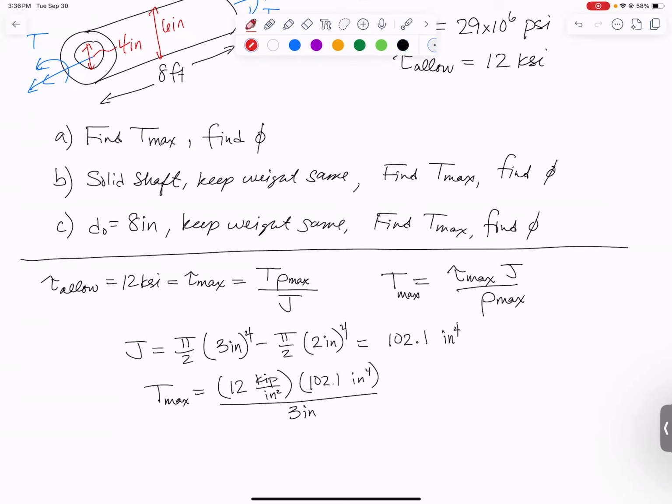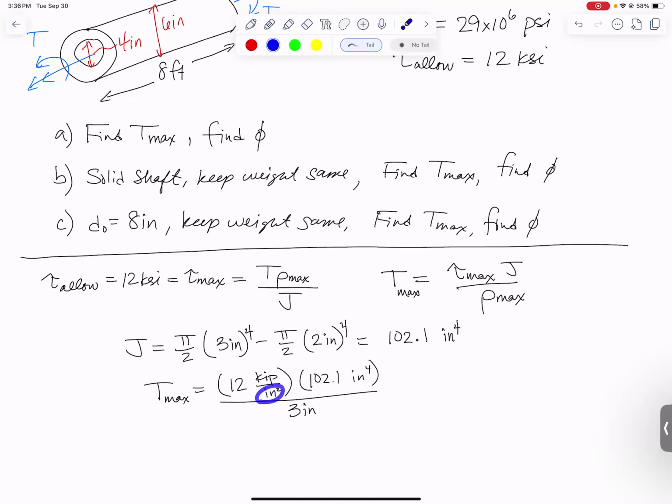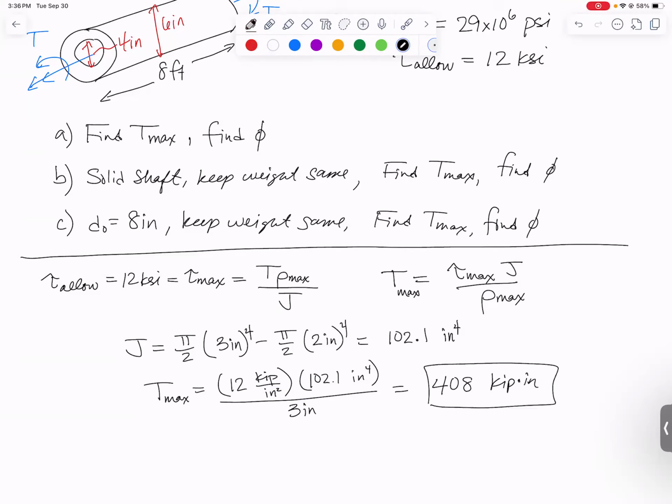Let's check how our units are going to cancel out. I've got inches to the 4th on the top, and I've got inches squared, inches cubed basically on the bottom. So I'll be left with units of kips times inches. Those are okay units for torque. It's a force times a length. And doing this, I get 408 kip inches for my maximum torque for part A. When you apply that much torque, you will end up with a maximum shear stress of exactly 12 KSI.